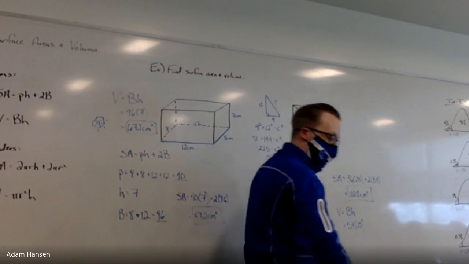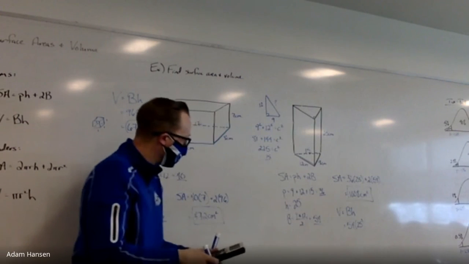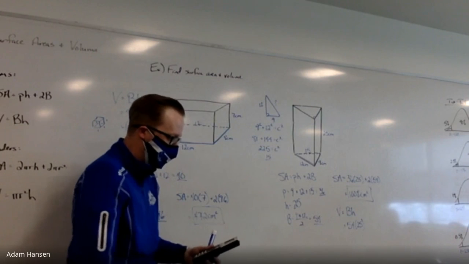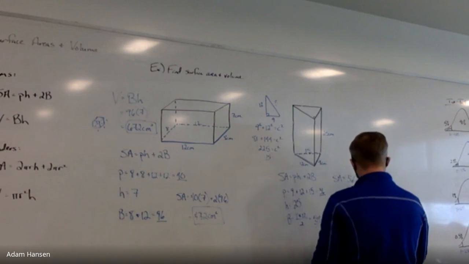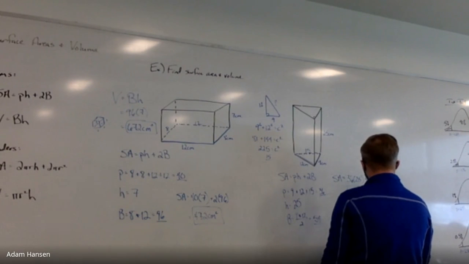1,350. I think it's 1,300. 54 times 25? I got 1,350. 1,350 cubic centimeters.